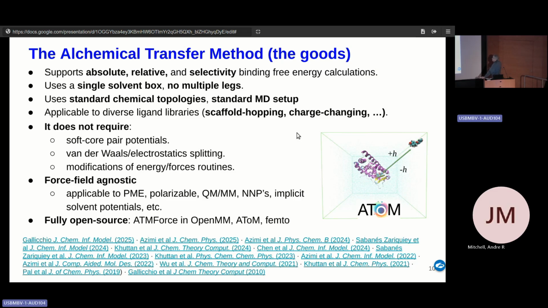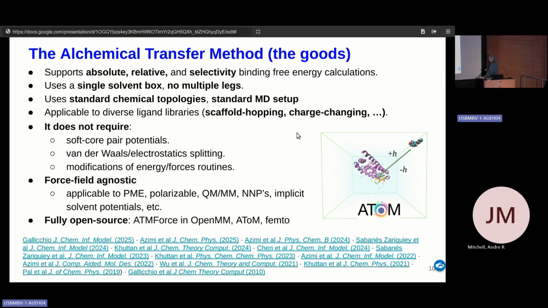It uses standard chemical topologies to do anything with topologies. The setup is as in any other MD application, and it's dual topology, what we call dual topology. So it applies to scaffold hopping and charge changing without corrections. It does not use soft-core pair potentials. So you don't have to mess around with the energy routines of the MD code. All you have to do is teach the MD code to recalculate the energy twice.